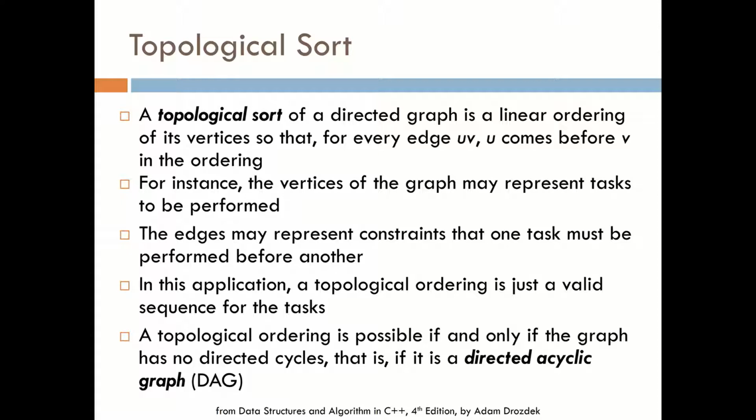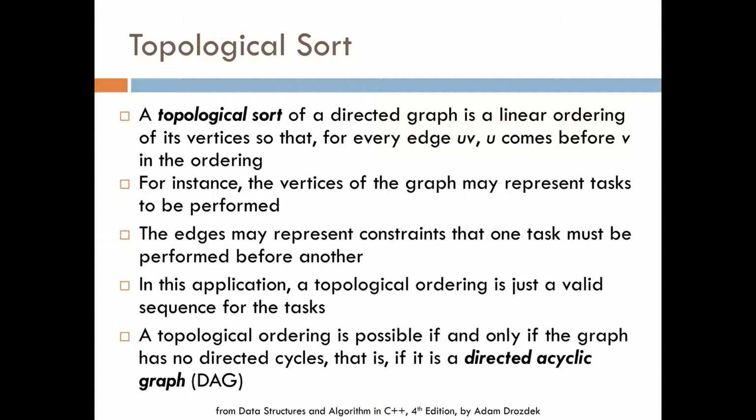So for instance, the vertices may represent individual tasks that need to be performed, and the edges represent constraints requiring, for instance, that one task come before the next. And so this is why we use a directed graph. We can only do topological sorts on directed graphs. And the edges signify the constraints that exist.